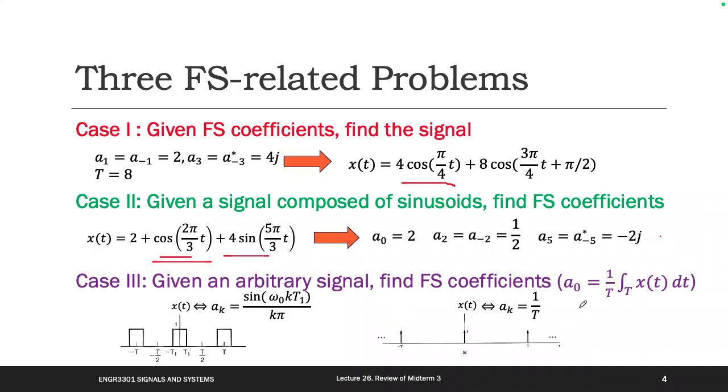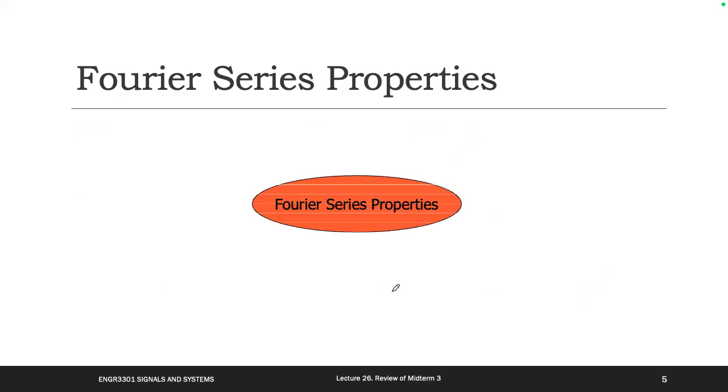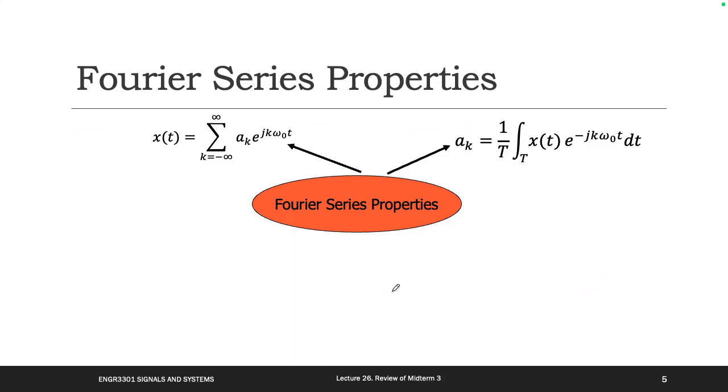And those two actually are not enough for you to find the FS coefficient for any arbitrary periodic signal. You need to use properties. That's the reason why we want to learn properties. That makes sense to you? Okay, and then let's review FS properties. We learned a lot of FS properties, and for these FS properties, we are still based on the signal synthesis and the signal analysis. If you want to prove these properties work or are right, you usually base it on that. That makes sense to you?